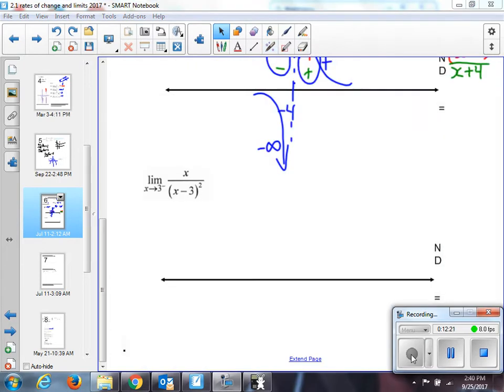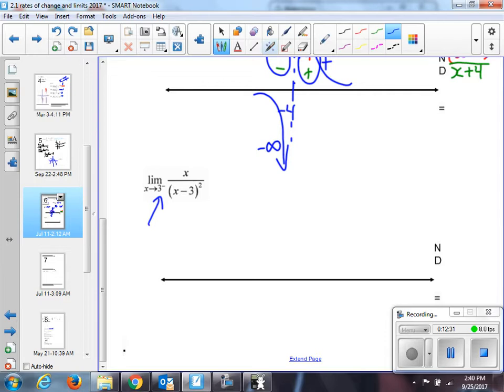In this case, I'm only going for 3 from the left. Let's just toss down on our number line here then. 3. We know that it's going to be an asymptote because x minus 3 all squared is going to be 0 on the denominator. It's going to be 3 on the top, so it's going to be an asymptote.